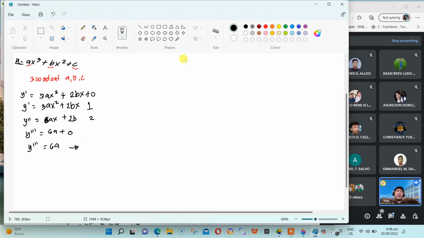But the question is, is that a differential equation? Is y triple prime equals 6a a differential equation? Yes or no? The answer is no. In a differential equation, there should be a derivative or differential, which we have here in the y triple prime, right? But there should be no arbitrary constant. It could have a number, but there should be no value of a. So therefore, we need to get first what is the value of a.